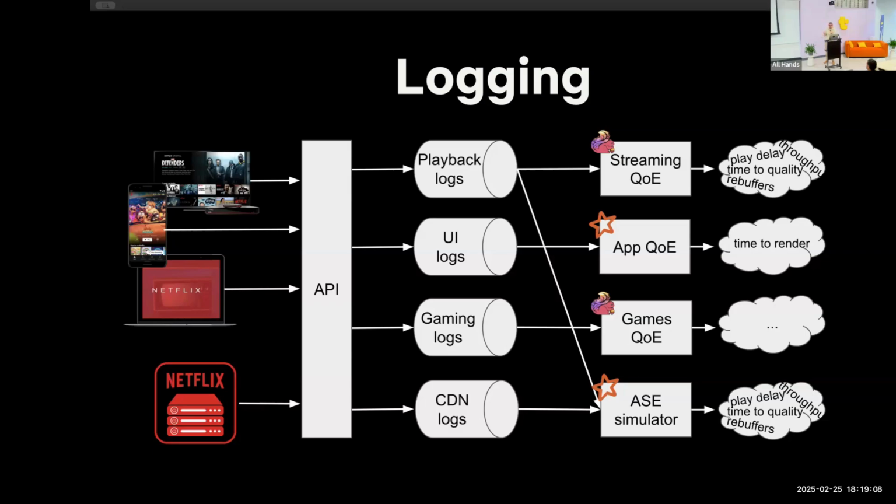We just replay the logs with that new thing, and the output would be: is the play delay still small? Play delay is the delay between the time you request a movie and when it actually plays. We want to shorten that as much as possible. So that's a cool use case. You can do it pretty quickly.